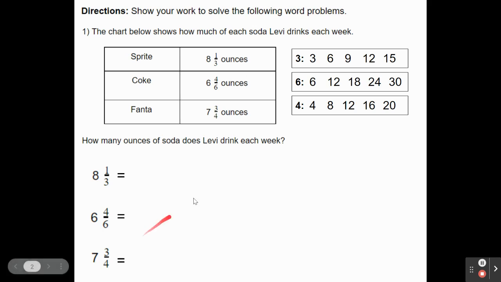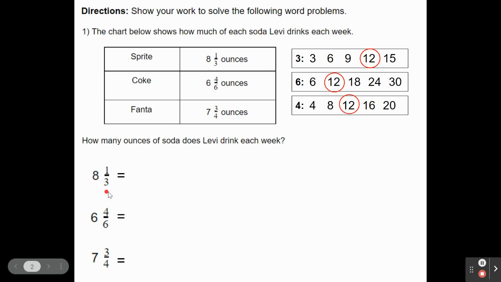What we need to do is look at all three of these lists to find the first number that can be found in all three lists. If we look carefully, we can see that 12 is the first number found in all three lists of multiples. That means that we can create equivalent fractions for each of these mixed numbers where the denominator is 12.